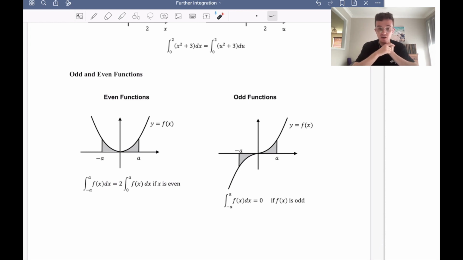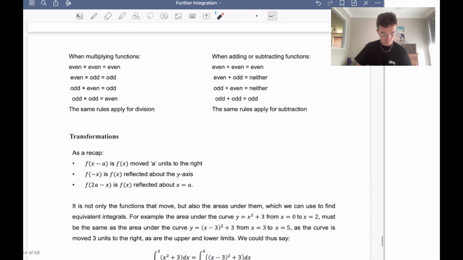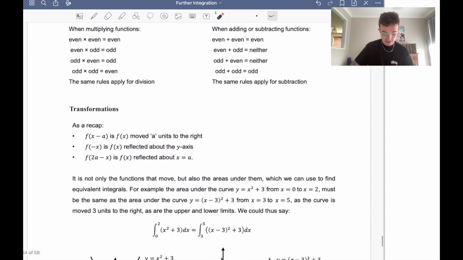Odd and even functions, something again that we saw in advanced. The integral from minus a to a of an even function is just two lots of the integral from 0 to a. And for an odd function, the integral from minus a to a is 0. Some other important things: when we're multiplying functions, an even times an even is an even, and so on. There's different things here.